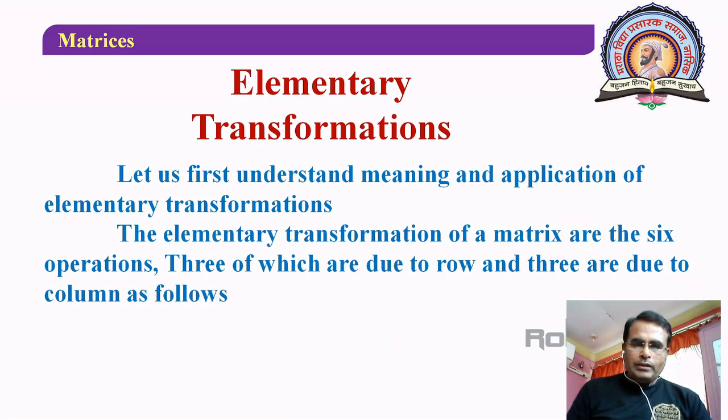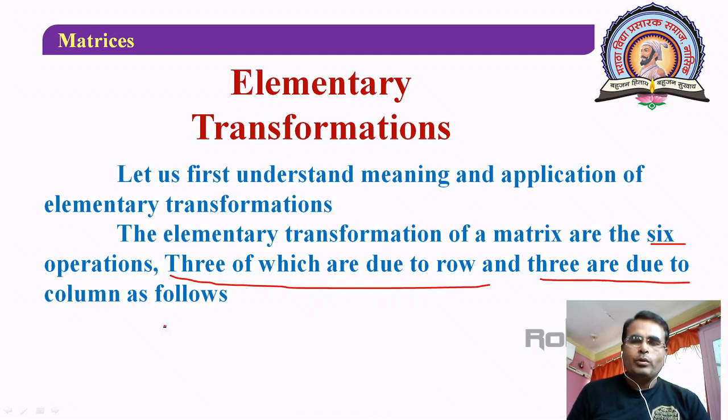So the elementary transformations of a matrix are totally of 6 types, and out of these 6 elementary transformations, 3 are due to the rows and 3 elementary transformations are due to columns. The transformations due to rows are called row transformations, and transformations due to columns are called column transformations.